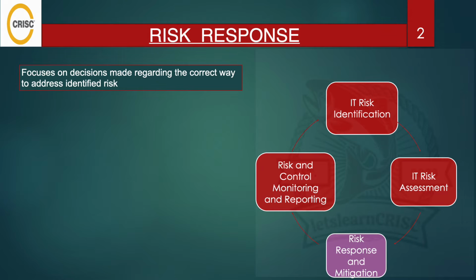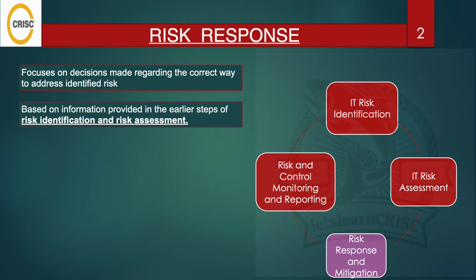So to summarize the first point, the risk response phase is about making informed decisions on how to deal with the identified risk. It involves selecting appropriate strategies, implementing action plans, and continuously monitoring and adapting responses as needed to protect and enhance the organization's interest. So, friends, effective risk response is a key component of overall risk management and governance. Moving to the next point.